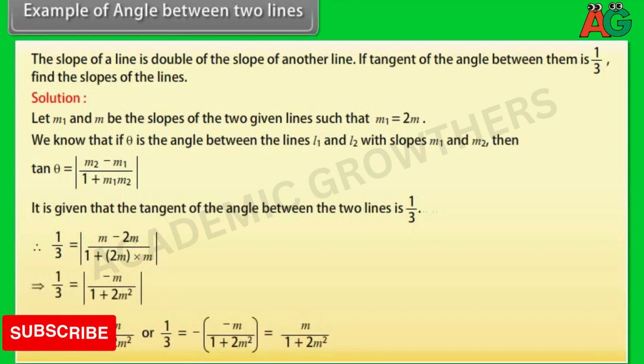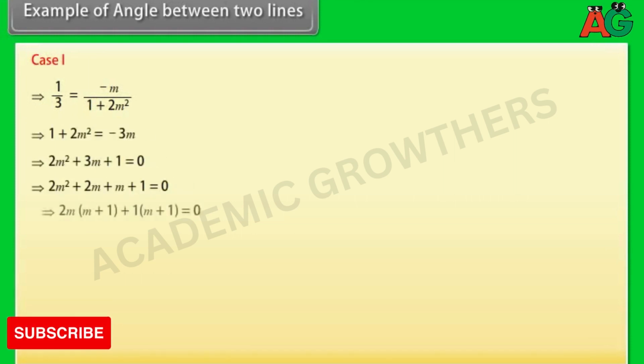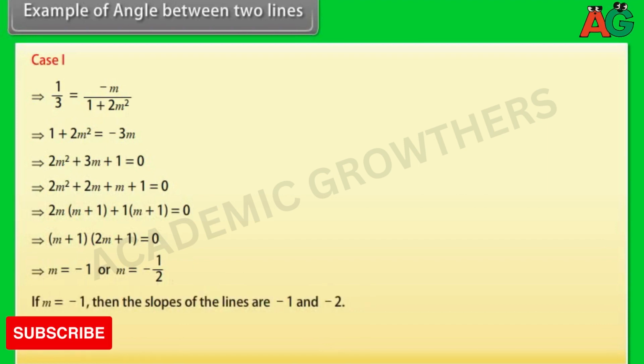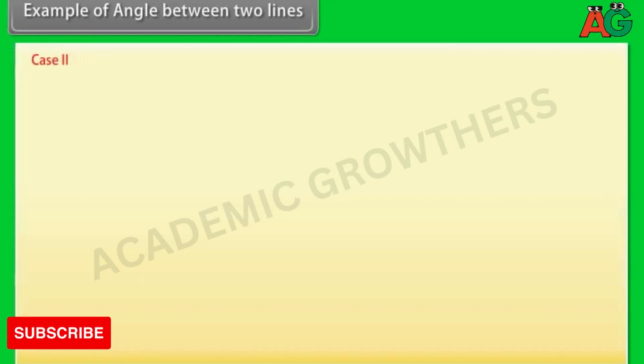On solving, we get modulus of m by (1 plus 2m square). Case 1. 1 by 3 is equal to minus m by (1 plus 2m square). On solving, we get m is equal to minus 1 or m is equal to minus 1 by 2. If m is equal to minus 1, then the slopes of the lines are minus 1 and minus 2. If m is equal to minus 1 by 2, then the slopes of the lines are minus 1 by 2 and minus 1.